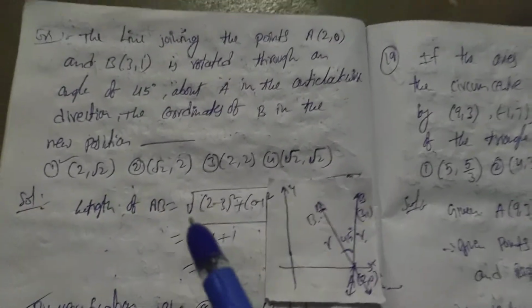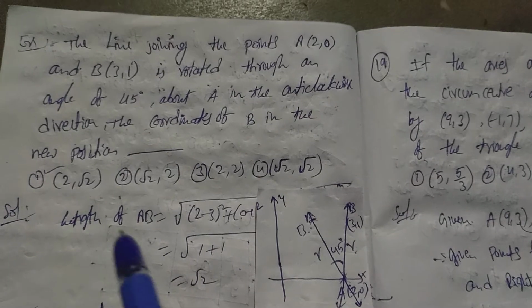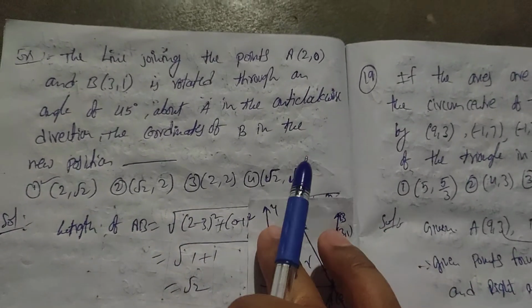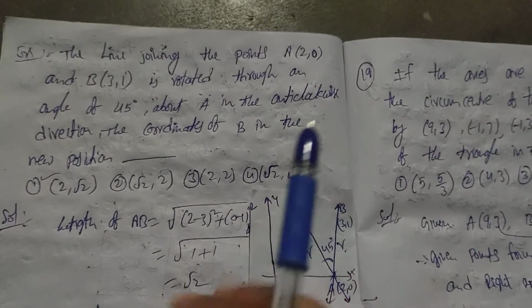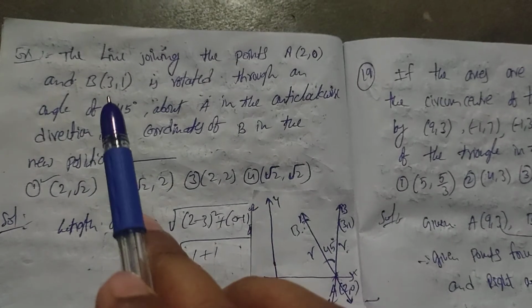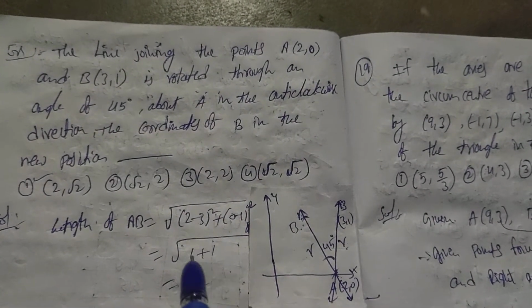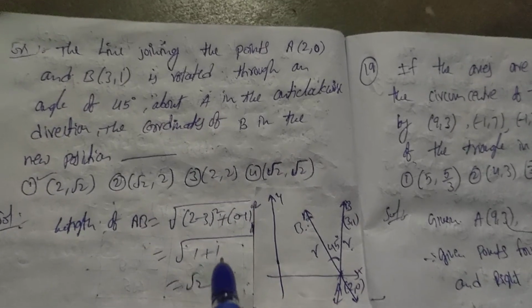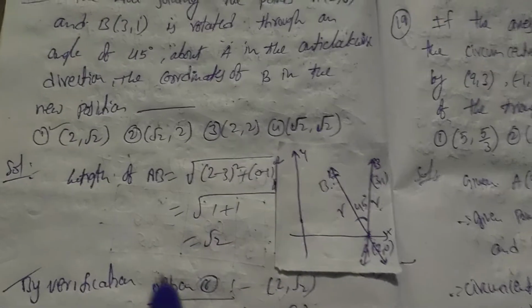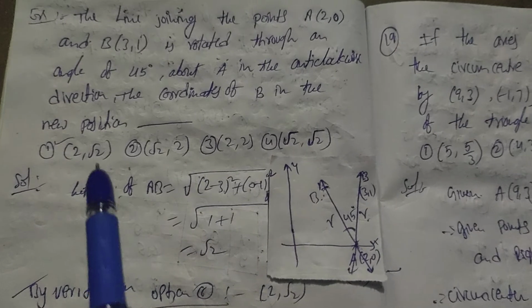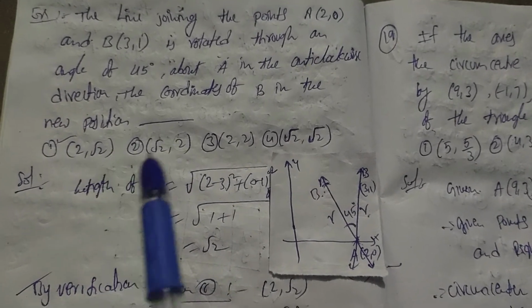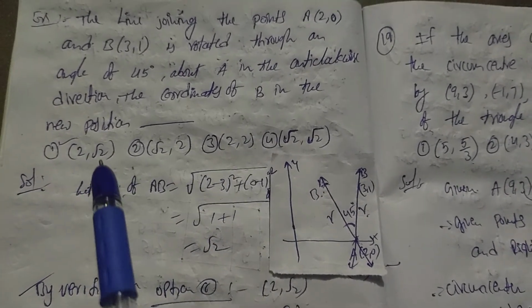Okay, see here, first you find out the length of AB. AB is equal to root of (2 minus 3) whole square plus (0 minus 1) whole square. That means (2 minus 3) whole square is equal to 1, (0 minus 1) whole square is equal to 1. So 1 plus 1 is equal to root 2. So you take one of the options here. Already I verified, so your option is (2, root 2).